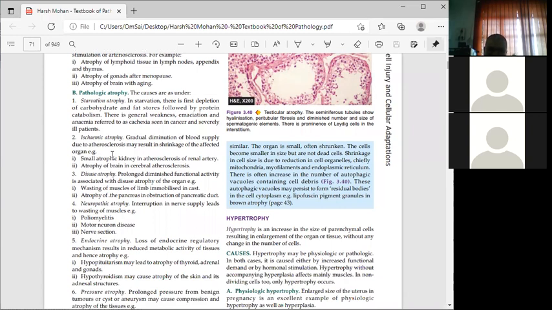Ischemic atrophy: gradual diminution of blood supply, that is decrease of blood supply, due to atherosclerosis may result in shrinkage of the affected organ. Okay, what is atherosclerosis, students?